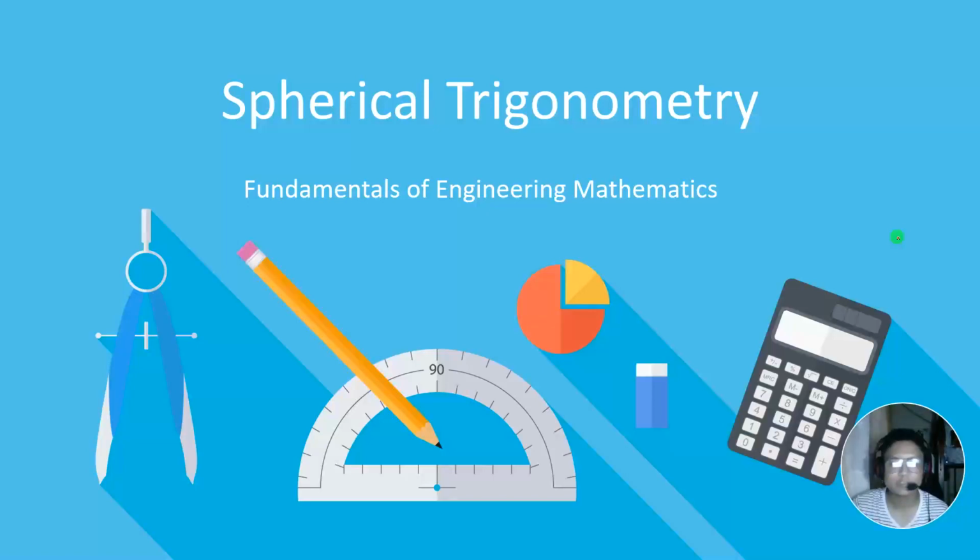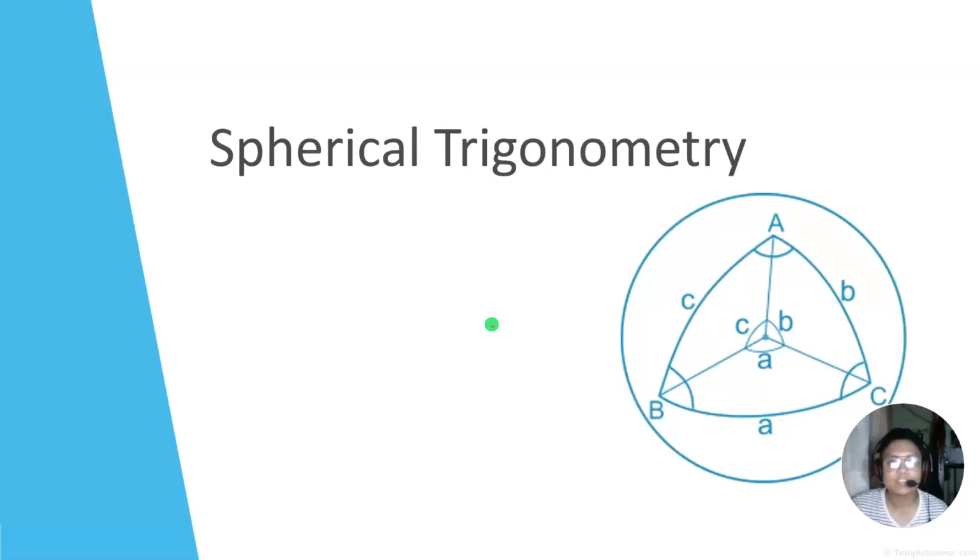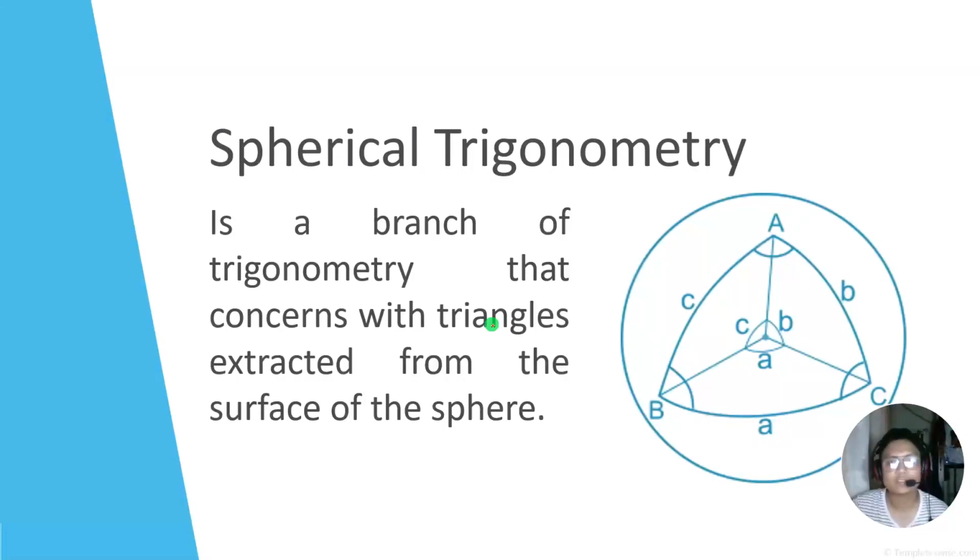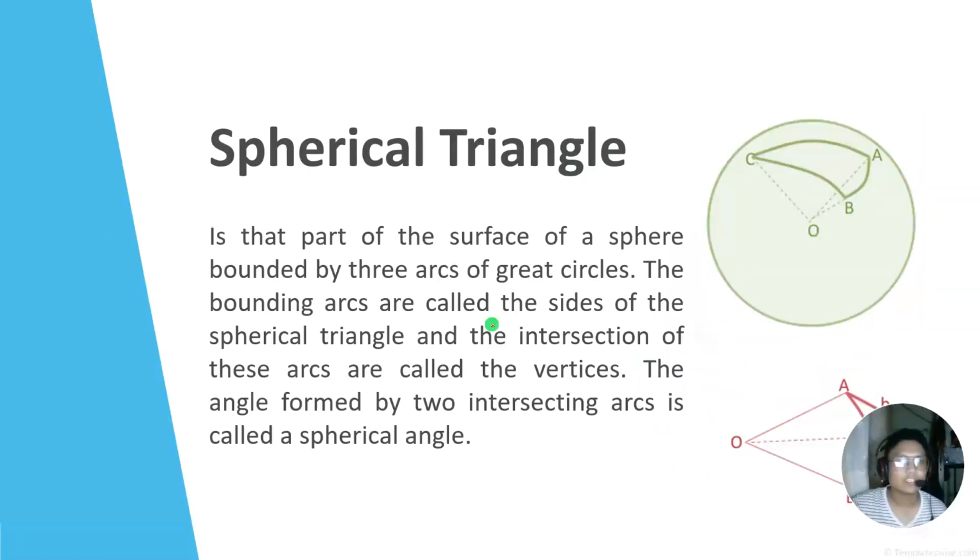So let's start. Spherical trigonometry is a branch of trigonometry that concerns triangles extracted from the surface of the sphere. A spherical triangle is that part of the surface of a sphere that is bounded by three arcs of a great circle. And the bounding arcs are called the sides of a spherical triangle. This one, C to B, B to A, and A to C.